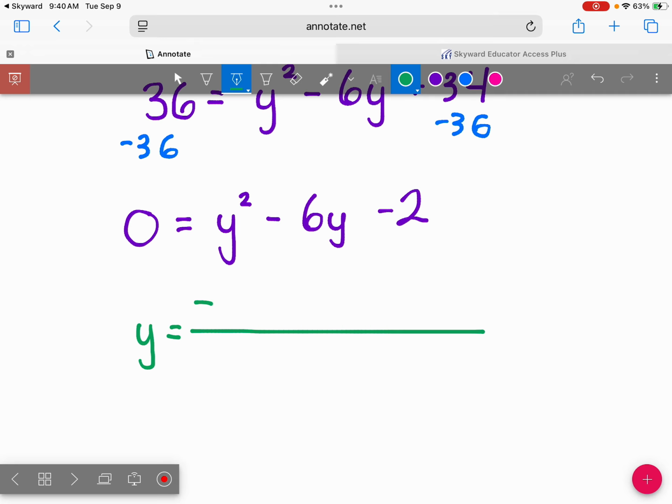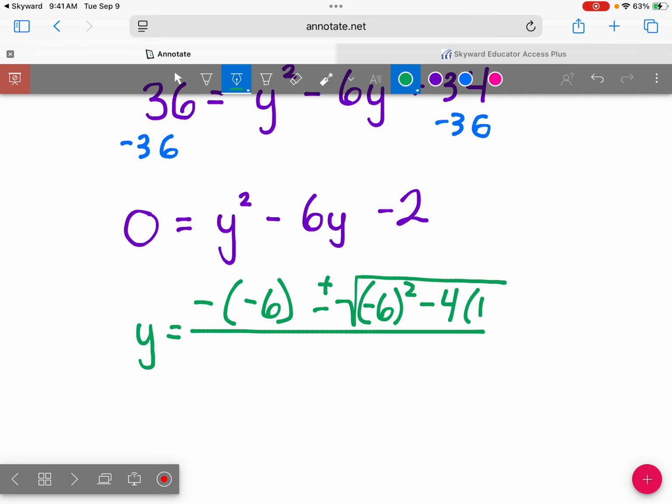Our opposite of b, so opposite of negative 6, plus or minus the square root of our b squared. So it's going to be negative 6 squared. So I'm just going to put my negative 6 squared minus 4 times my a, which is 1, times my c, which is negative 2. Make sure you're multiplying all those pieces together. I've had a lot of people randomly switch to adding or subtracting in the middle, so please be careful. We're going to simplify as much as we can. We're not getting to decimals, but we are going to get simplified radical form.